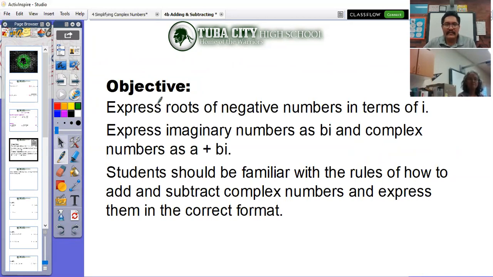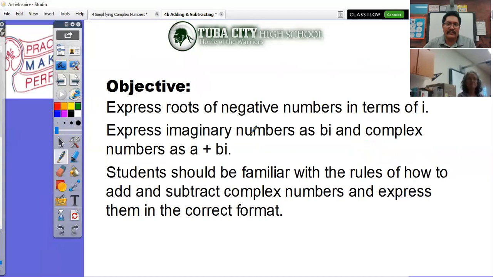So for today, the lesson will be, you should be able to express roots of negative numbers in terms of the imaginary number, and express imaginaries as b times i, and that should be a cursive b, and complex numbers such as a plus b times i, which, if you remember from the last two slides, just means there is a real part and an imaginary part. So these complex numbers are part real, part imaginary.